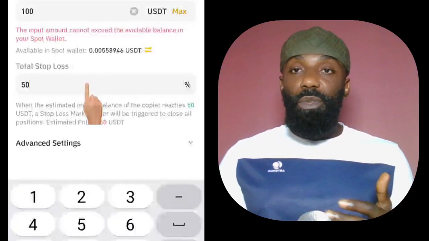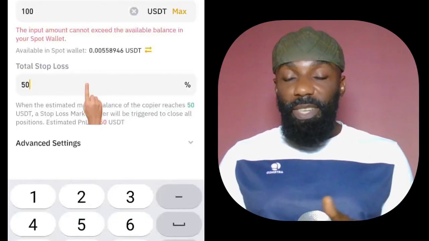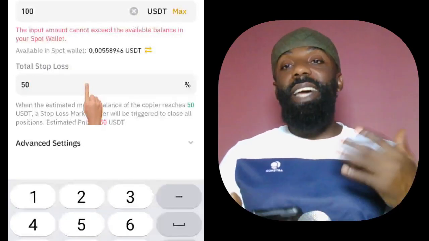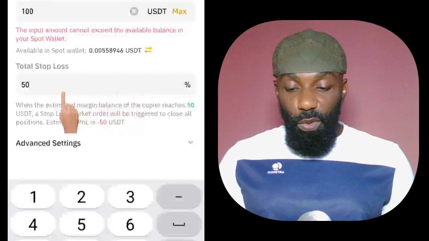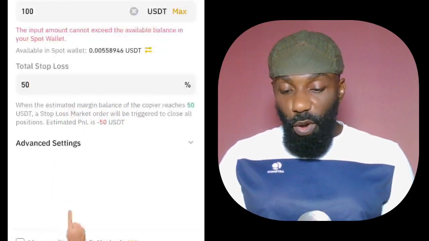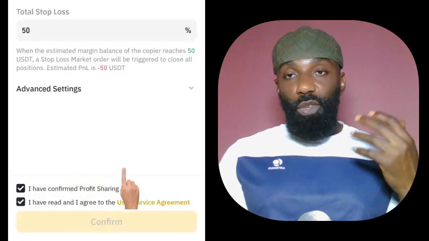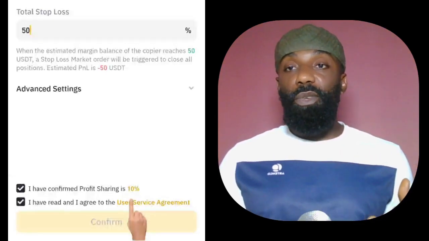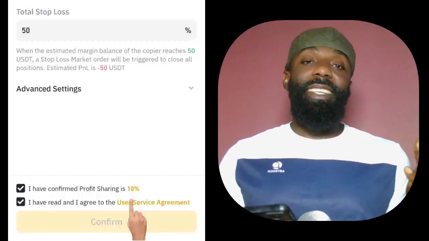After we must have gone through this process of selecting the best trader, we want to expect and believe that this $100 is going to turn into $200, $300, $500, $1,000 as the case may be. So just make sure you choose the percentage that you want here. Then after doing that, you're going to come here and check these 2 buttons, then click on confirm. Then automatically you start copying the trade. When the person makes profit, you make profit. If the person loses, you lose, which we don't expect to happen, but this is trading, anything can really happen.